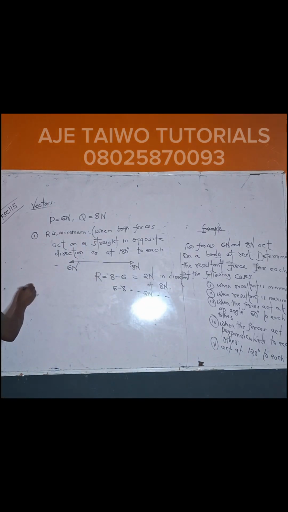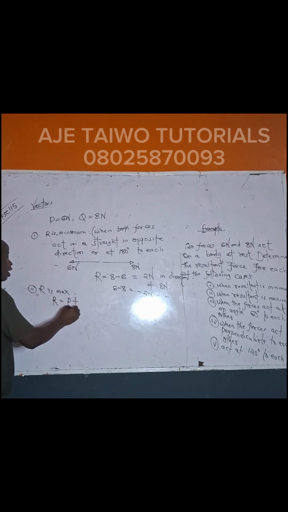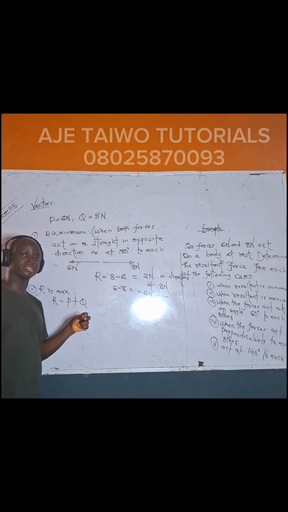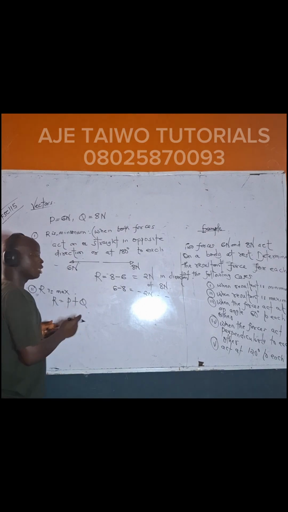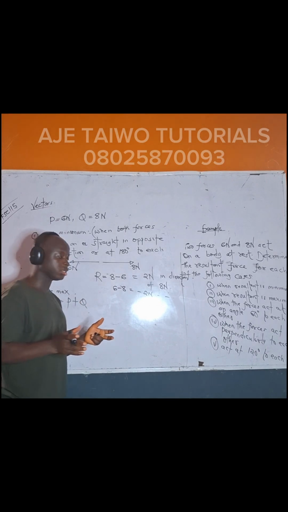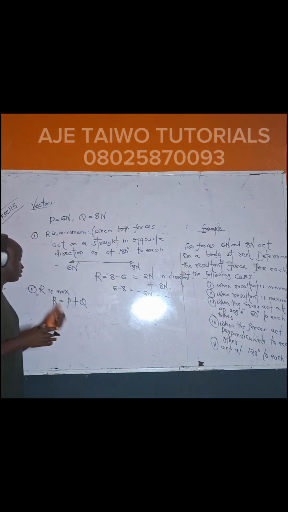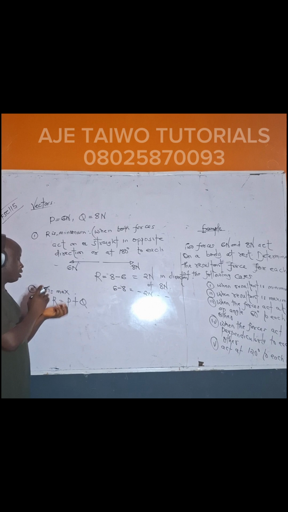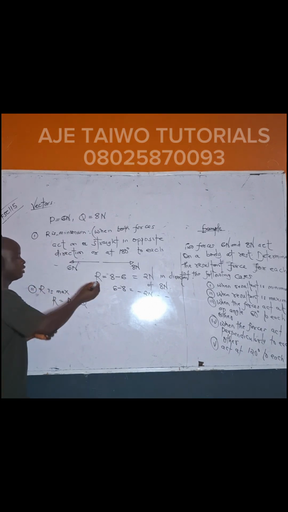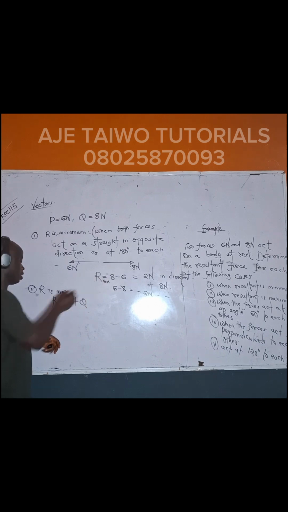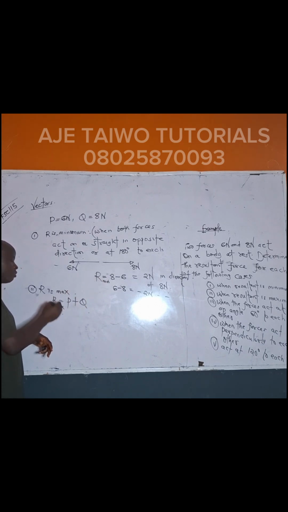Number 2, say when R is maximum. Maximum R is P plus Q. Your maximum resultant is P plus Q. Now, watch. Please mute yourself. R is maximum. Maximum value of R. This is the minimum value of R. This is the maximum value of R.